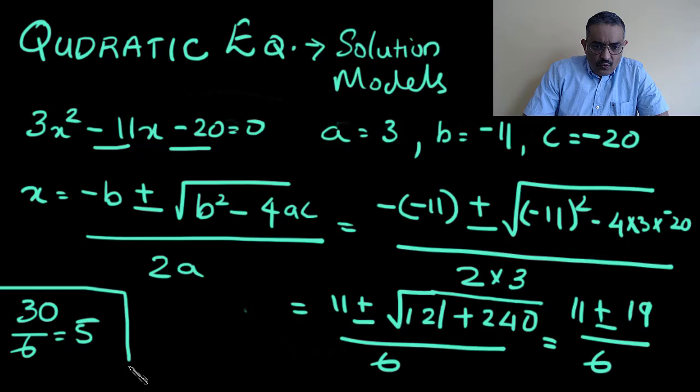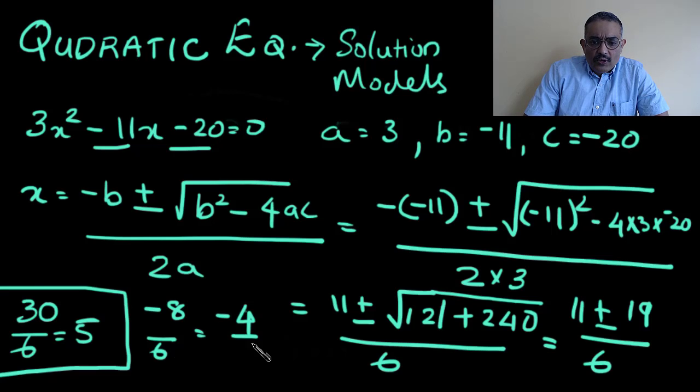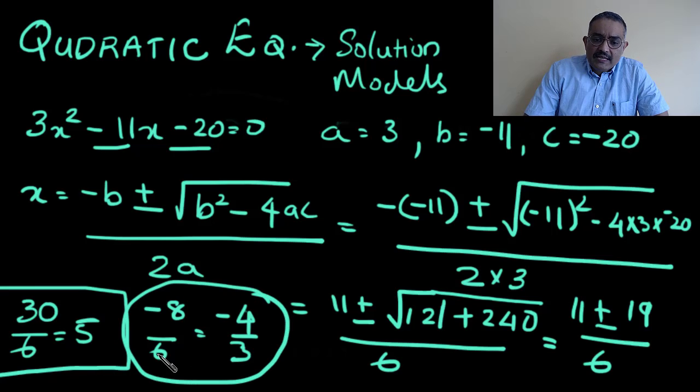This is one root, or one answer. The other root is 11 minus 19, that is negative 8 by 6, or negative 4 by 3. So that's the second solution. So you get two solutions, same as the previous method that we tried.